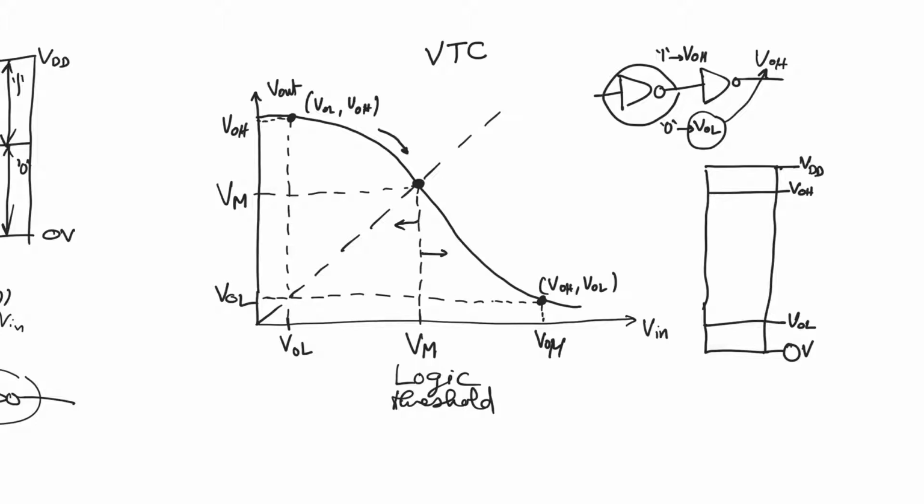So if somebody holds a gun to your head and says, what is the point on the VTC that represents the transition from input 0 to input 1, it would have to be Vm, although we will define true noise margins more solidly shortly. There are two other points that are really important on the curve, and they are the points at which the slope of the curve is -1.